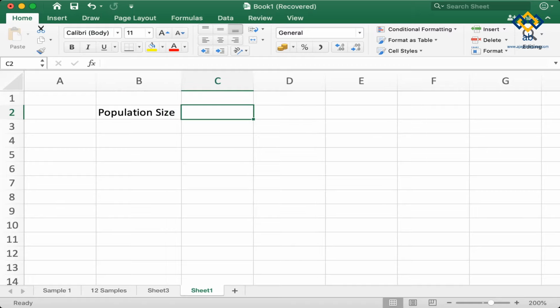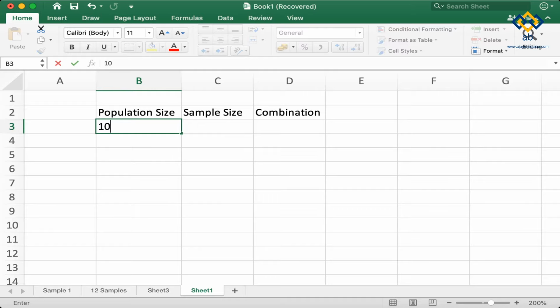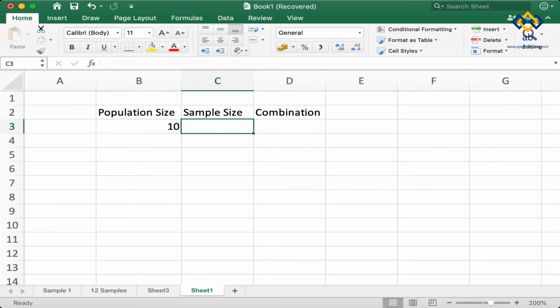This is the sample size, and this is the combination, right? So suppose the population size is 10. I'm intentionally taking the population size as a smaller number so that you can understand it. And let me take the sample size as 0.